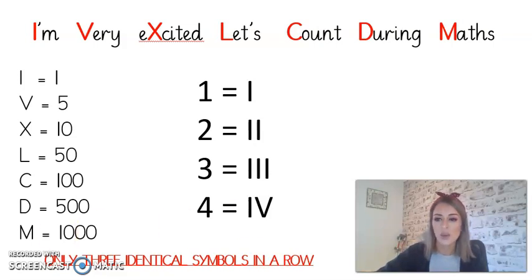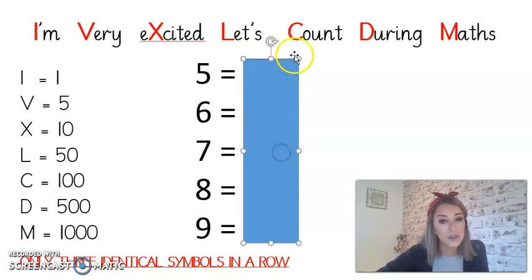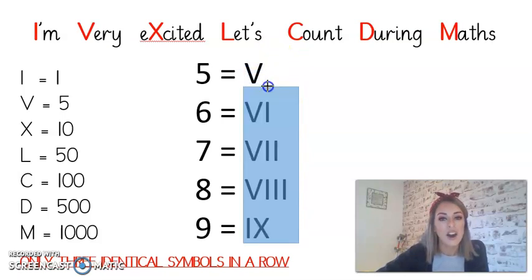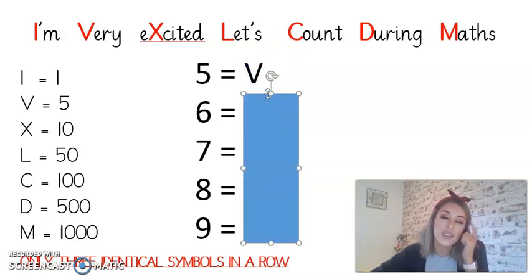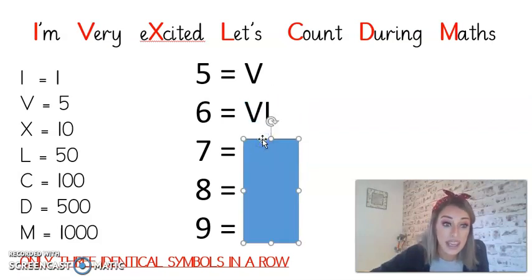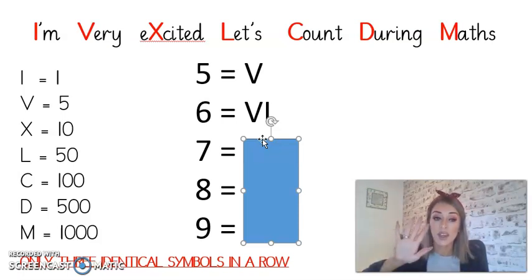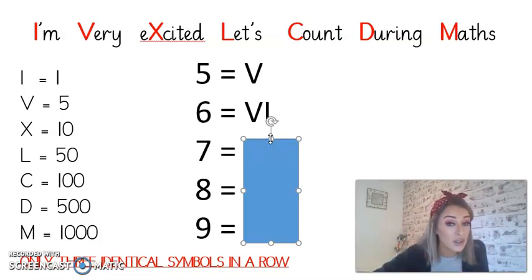Okay, let's try some trickier ones. We know from our knowledge organizer that 5 is V. So think about the same pattern as before. We know that 6 is 1 after 5. So what do you think 6 might be in Roman numerals? Absolutely, it is VI. What about the number 7? 7 is 5 add 2 or 2 after 5. So let's see if you got it right.